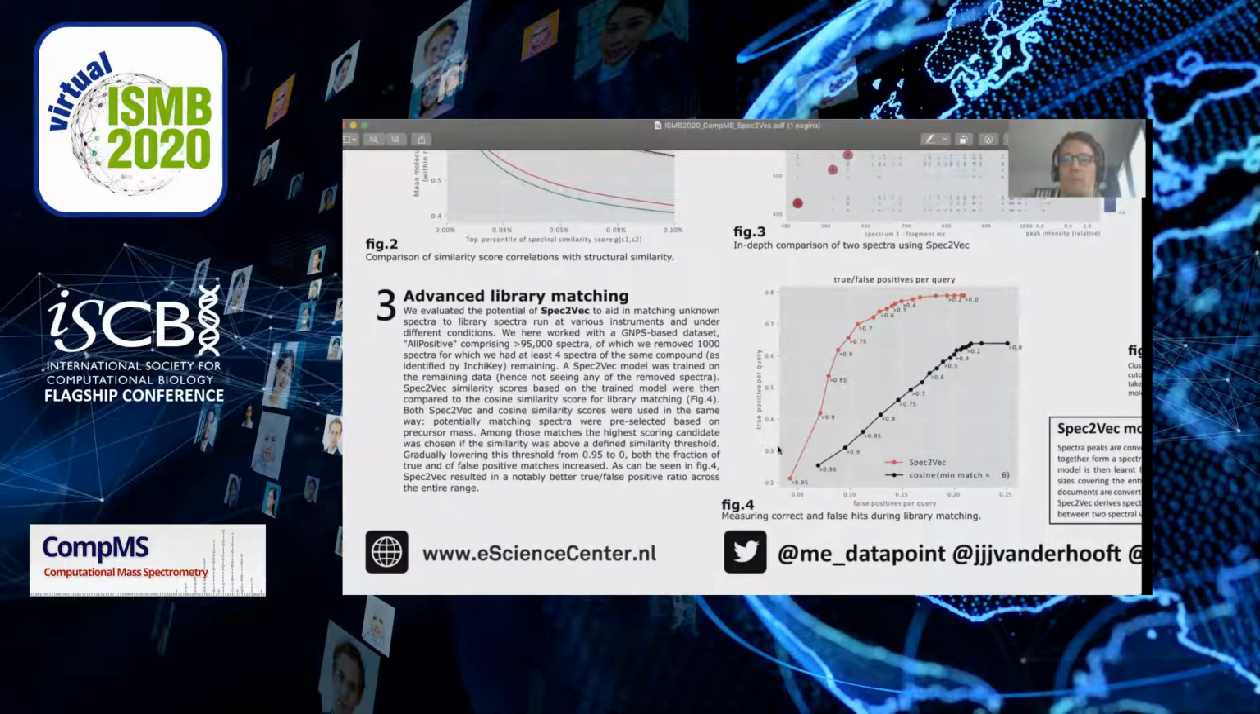As you can see, not unsurprisingly, if we have a really strict threshold score, we have a really low number of false positives, but also a pretty low number of true positives per query. When we slowly release this threshold to become more loose, we see that the number of true positives goes up quite rapidly for Spec2Vec, whilst the false positives remain relatively low. We can also see that it performs better across the whole board than the traditional cosine score.